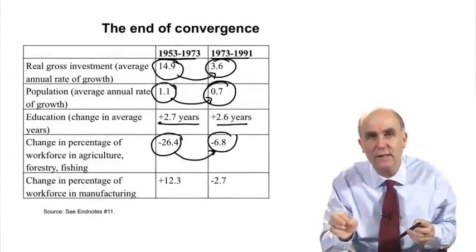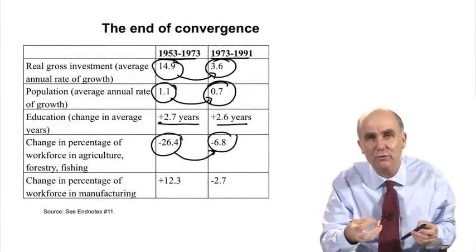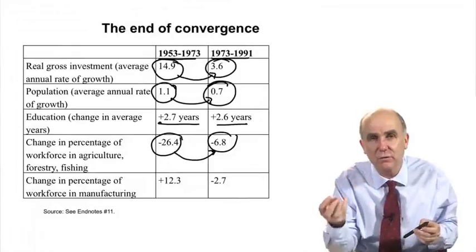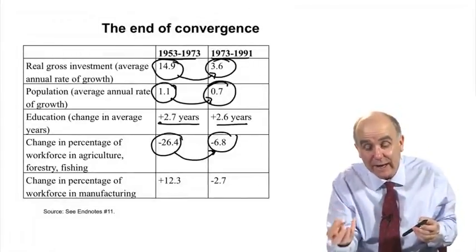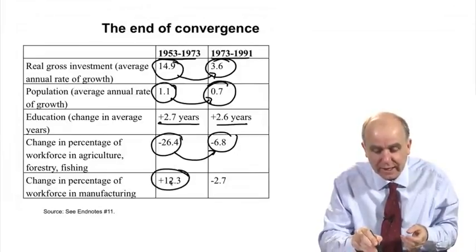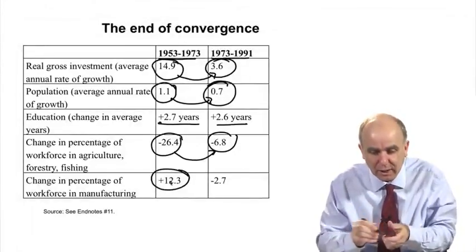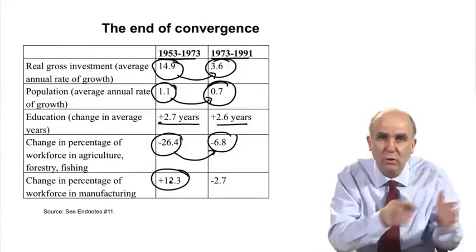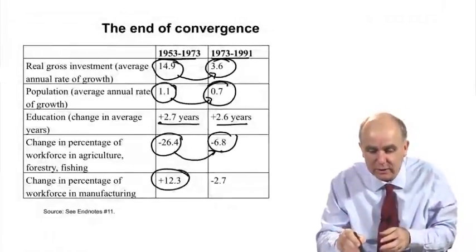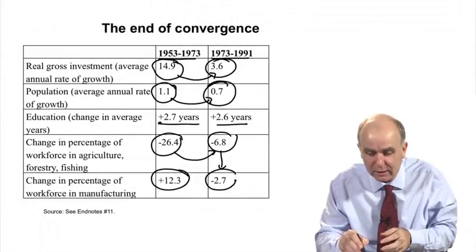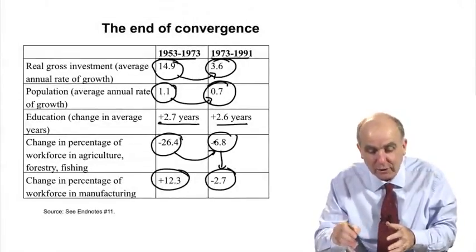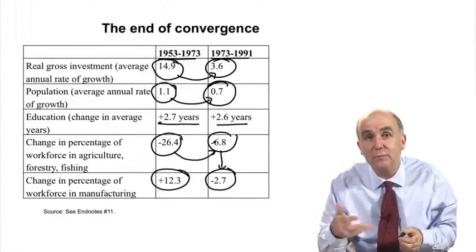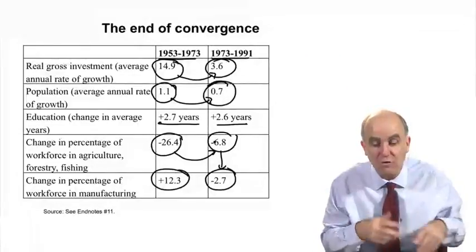In 1953 to 73, we see that the percentage of workers in agriculture is reduced by about 25%. So 25% of the Japanese workforce has gone from jobs in agriculture out of agriculture, and a large proportion of that has gone into industry. But the scope for that to happen diminishes as we shift more and more workers from agriculture to industry. And so you can see that in 1973 to 91, the shift of workers from agriculture is much smaller, and in fact the proportion of workers in manufacturing industry declined slightly over that period.